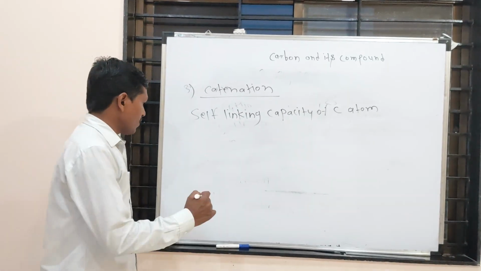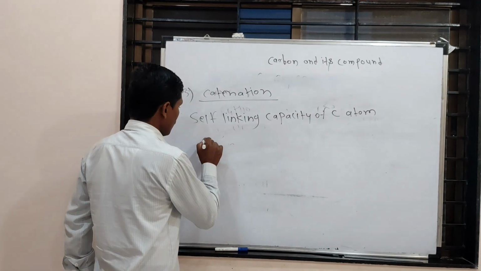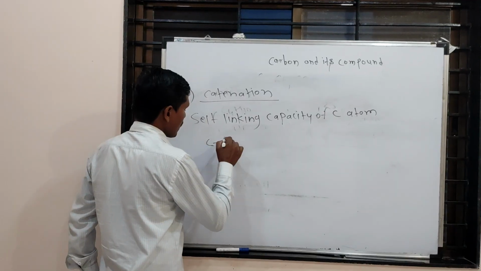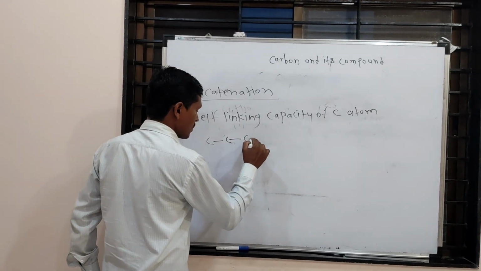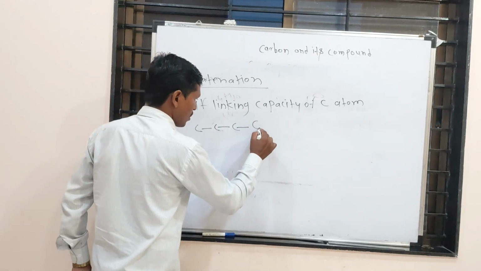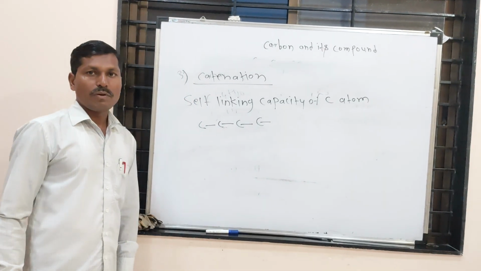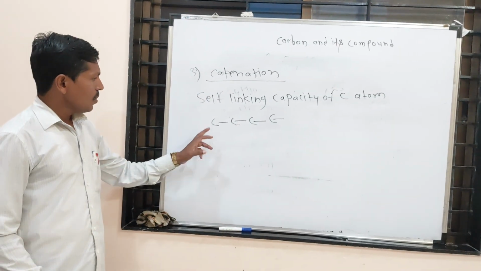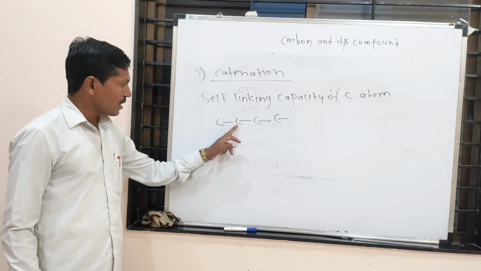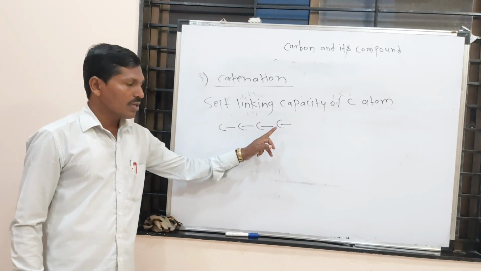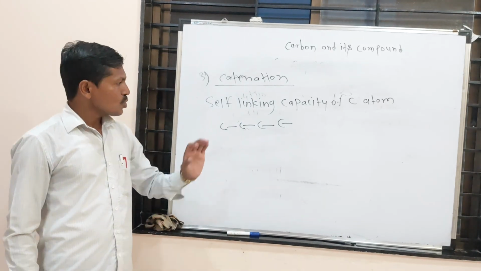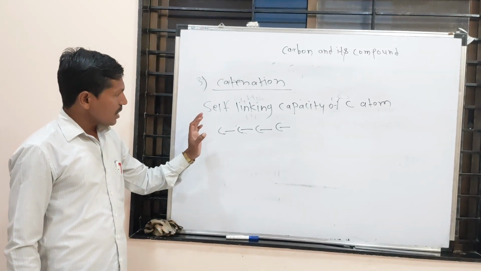Now you see what happened here. For example, one carbon is linked with another carbon. The second carbon is linked with the third carbon. The third carbon is linked with the fourth carbon. So in this way, one carbon is connected with another carbon, another carbon is connected with the third carbon, and the third carbon is connected with the fourth carbon. So this is called catenation.